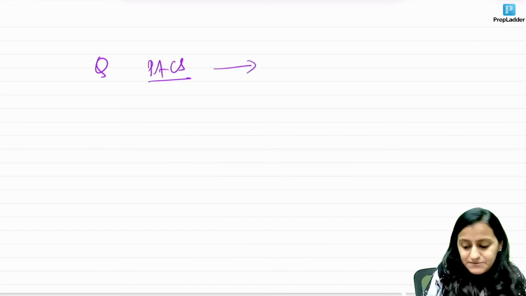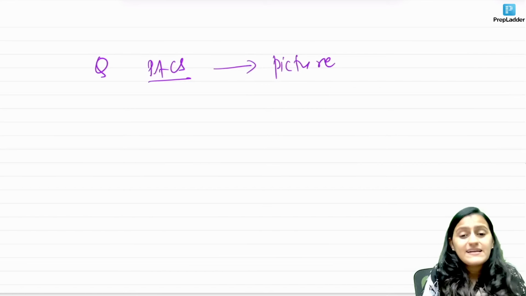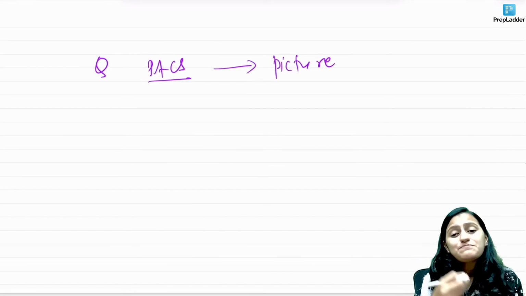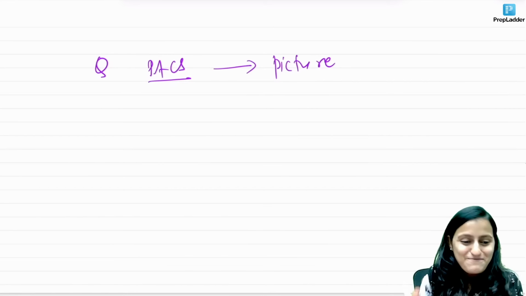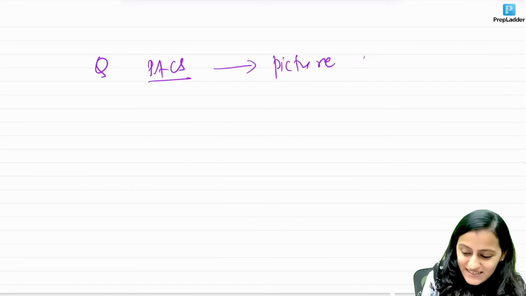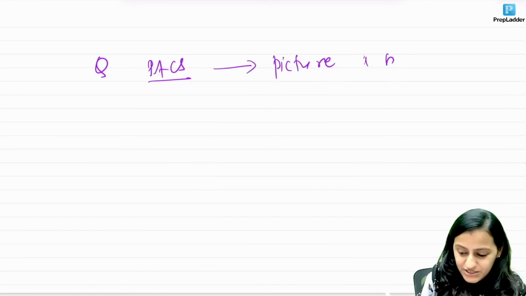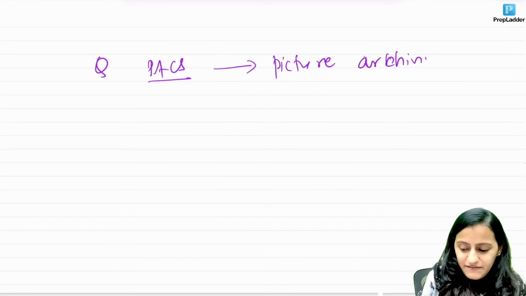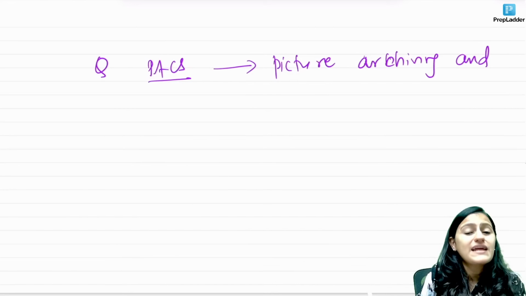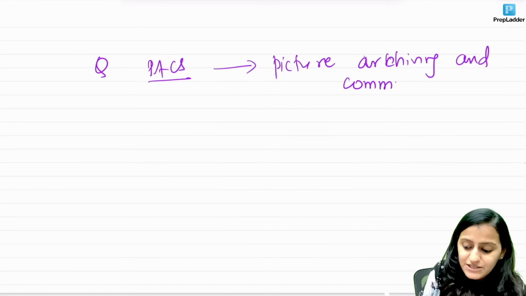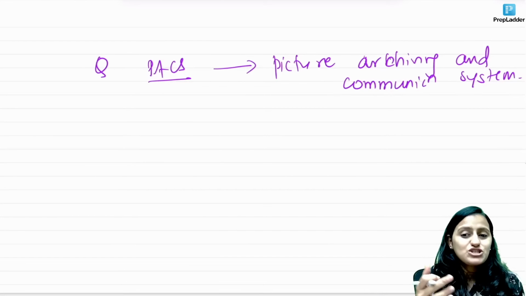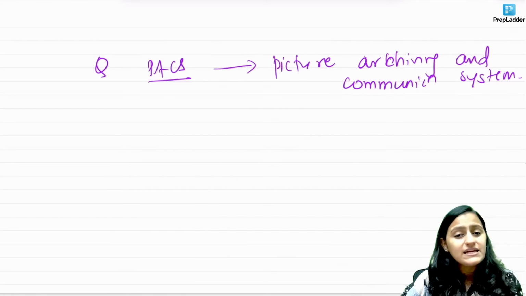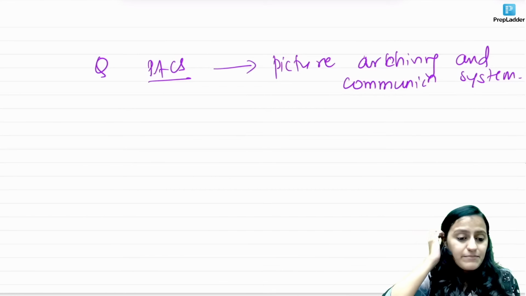Picture, correct. P stands for picture. What does ACS stand for? Is it picture acquisition? Is it picture archiving? Very good. Correct. It is picture archiving, not acquisition. It is picture archiving and not computerized system. It is communication system. It is picture archiving and communication system. Saving the pictures and communicating it. So picture archiving and communication system.